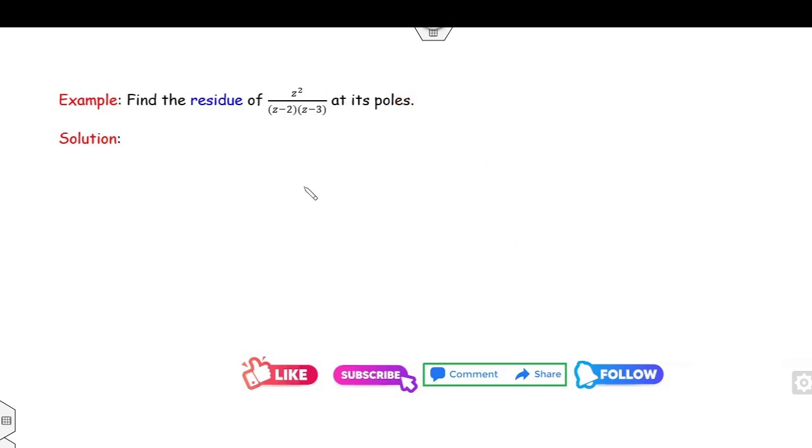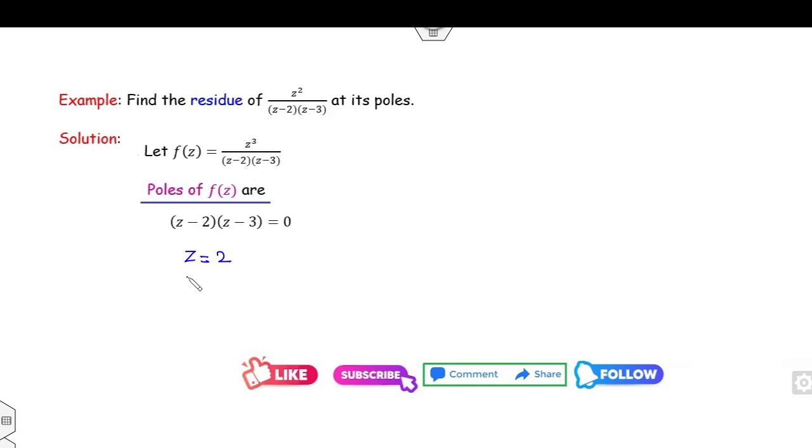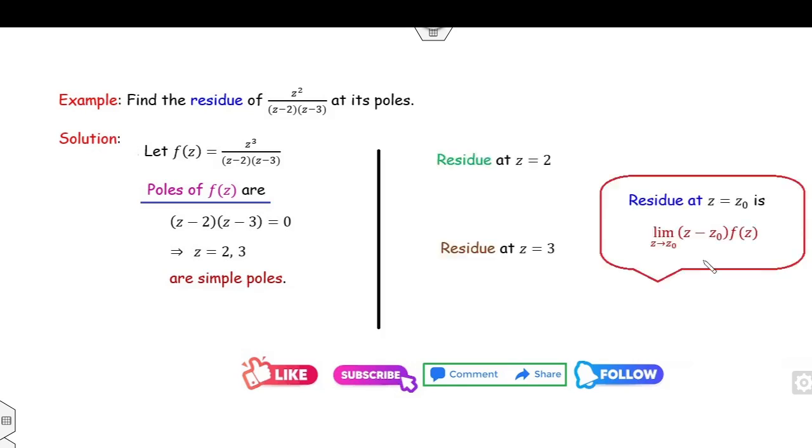Look at another one. Find the residue at its poles. Can you find the poles? Pole means the denominator part is 0. Therefore, z is equal to 2 and z is equal to 3. Both are simple poles. How can you find the residue? I can use the definition.